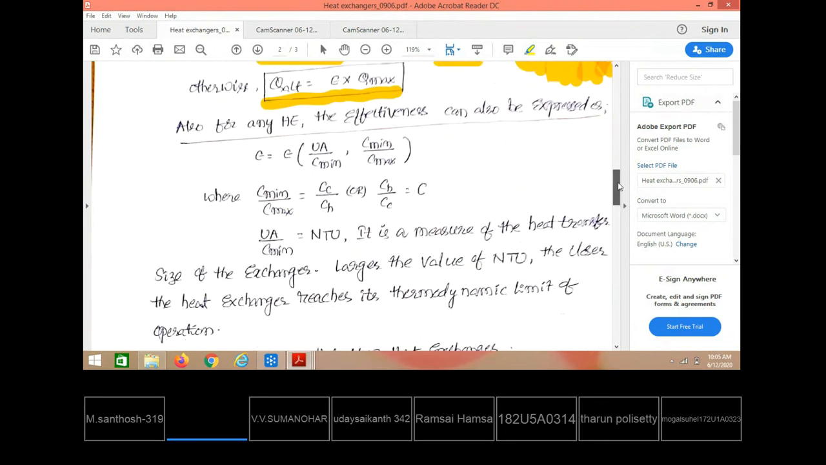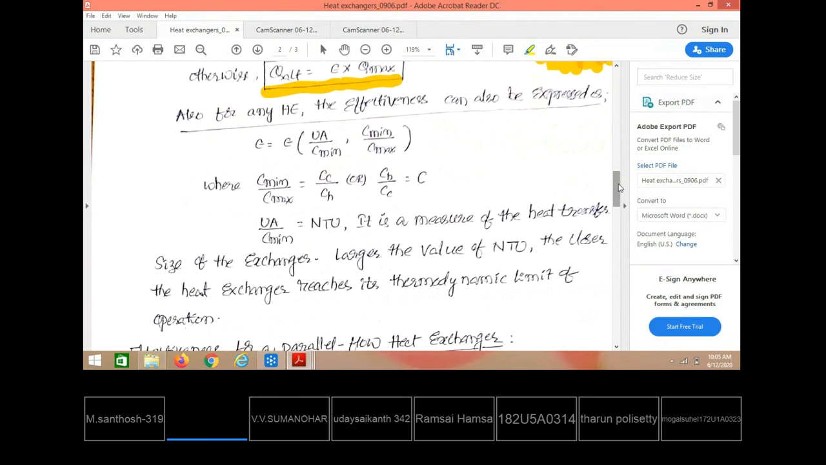Now we are trying to get, for a parallel flow heat exchanger, what is the effectiveness relation? Effectiveness for a parallel flow heat exchanger, or for a counter flow heat exchanger, or for any kind of heat exchanger, can be obtained as a function of two non-dimensional quantities: UA by C minimum, which is also known as NTU, and C minimum by C maximum.